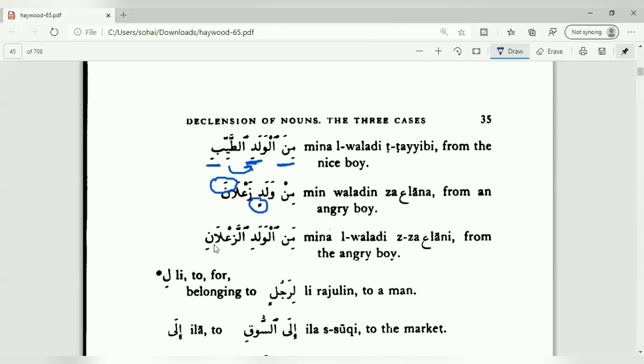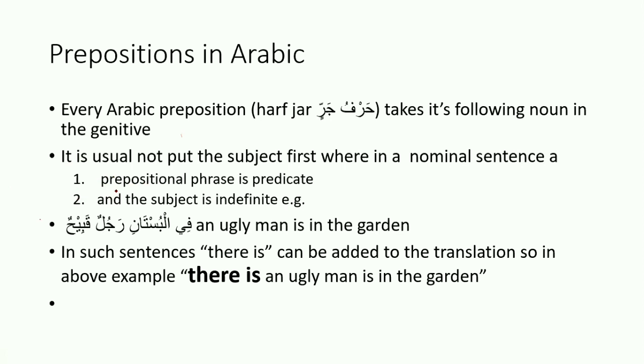Min al-waladi za'lani, from the angry boy. And here, as you noticed, as opposed to the previous example, za'lan takes kasra because, as we mentioned, when these nouns which are not fully declinable are definite with alif lam, they behave like normal fully declinable nouns. From the angry boy.